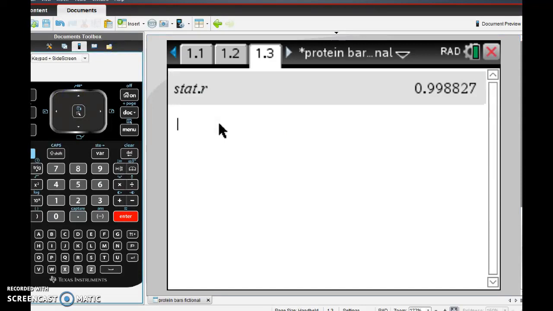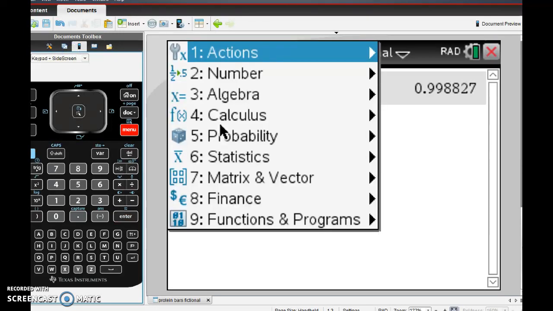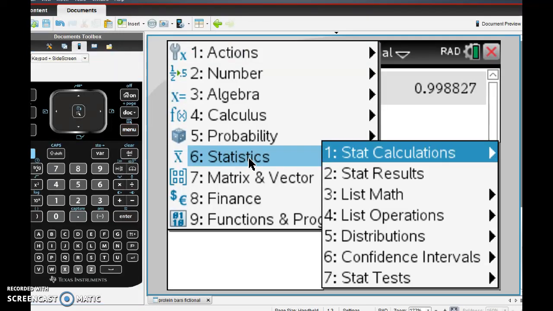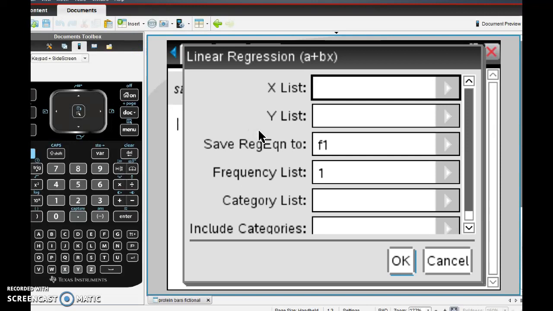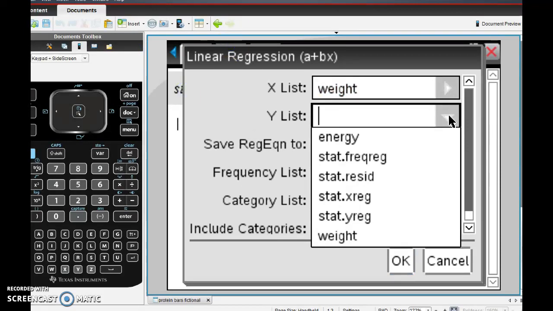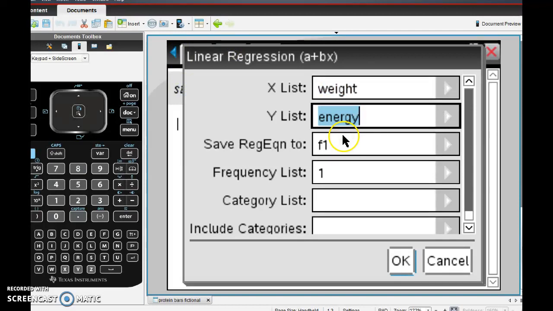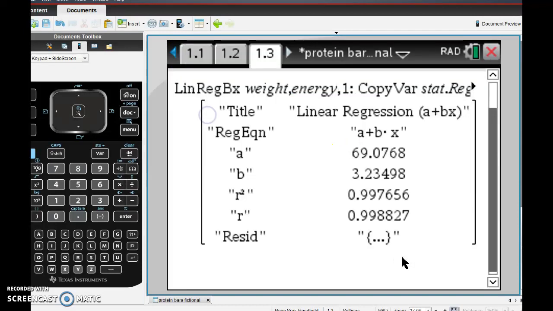I should take this opportunity to show you the other way. You don't have to graph it. If you wanted to actually analyze it, you go to menu, statistics, stat calculations, and you could go to linear regression. I want to put my weight in as the X and my energy in as the Y. Just leave the rest of these alone. And this is the linear regression output, but it's the same thing.